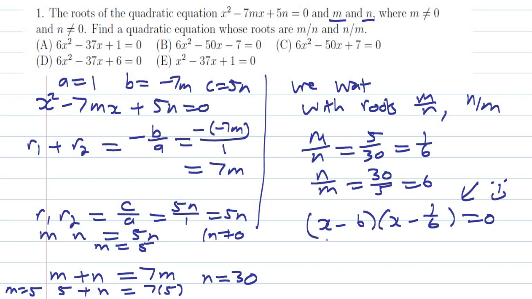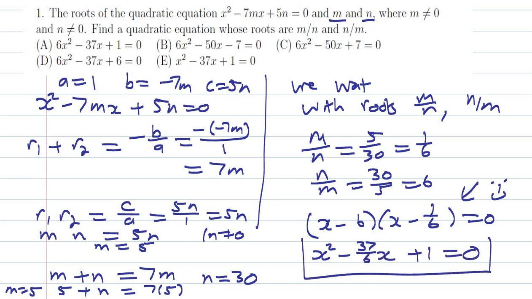Now, if we multiply this out, we get x squared minus 37 over 6x plus 1 equal to 0. But it's not on the list. Alright, but we can modify it and it becomes which one on the list? So who can tell me which one on the list does it become? Yep, it becomes D. So if we take this equation and we times by 6, we get D.